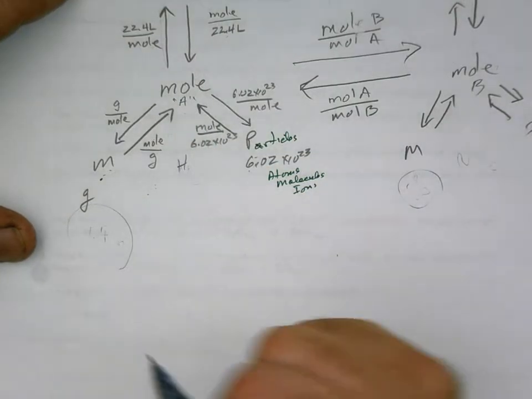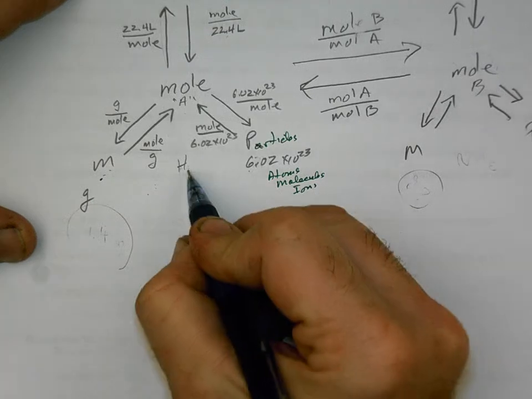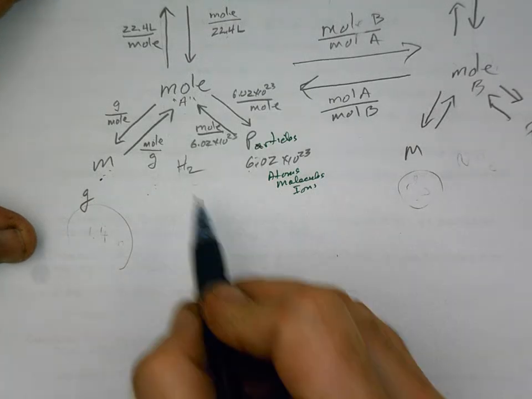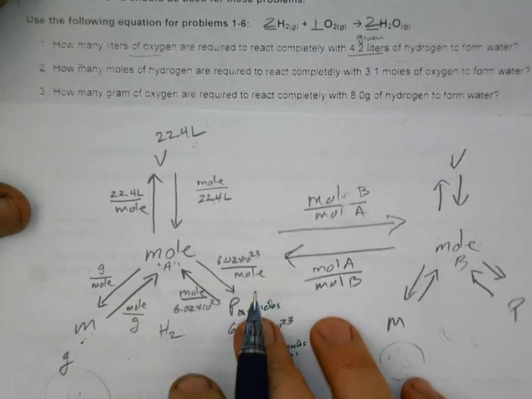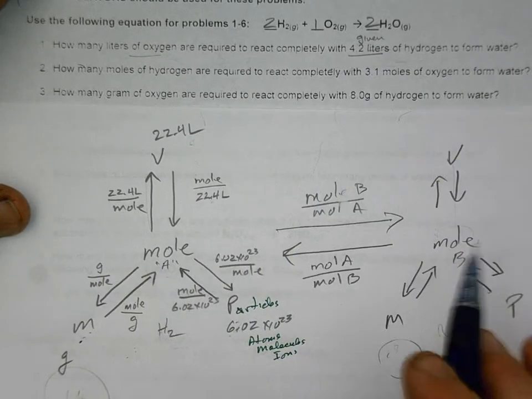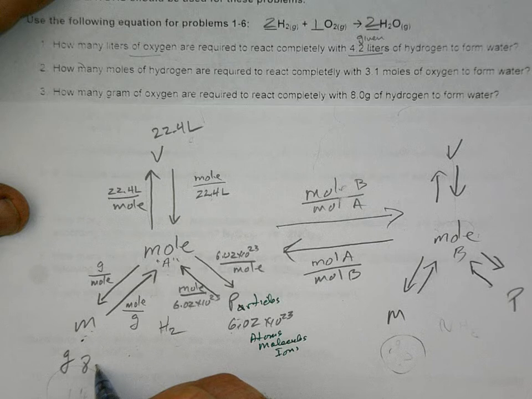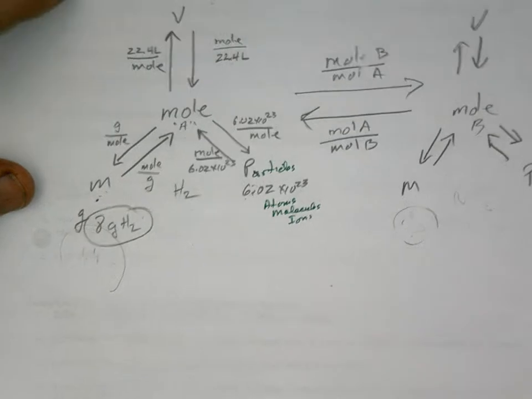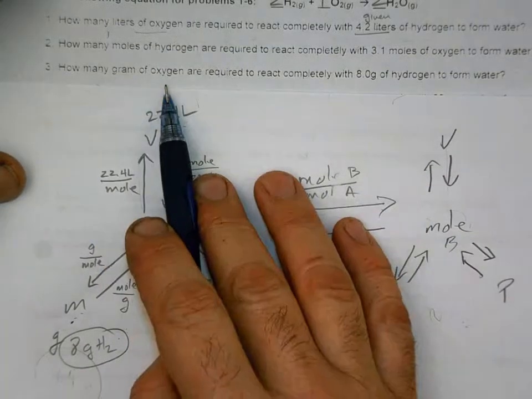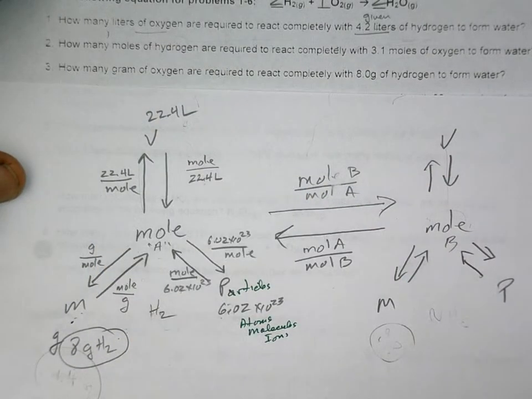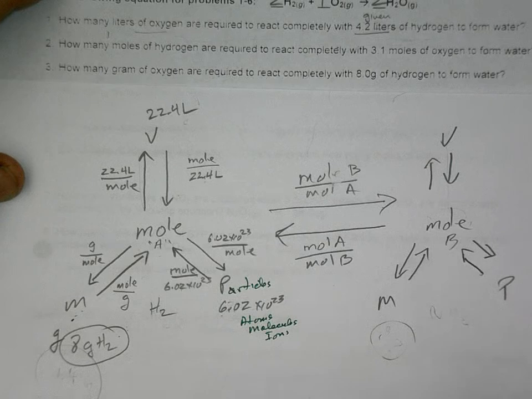Now, is it H or H2? H2. It's H2 because it's hydrogen gas. So we're given grams of H2. We're started here, and we are given 8 grams of hydrogen. So 8 grams H2. And the problem is asking us to go to how many grams of oxygen. All right, this is a gram-gram problem, just like we've practiced mass problems on our worksheets.